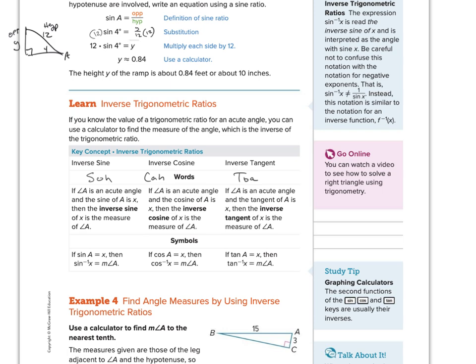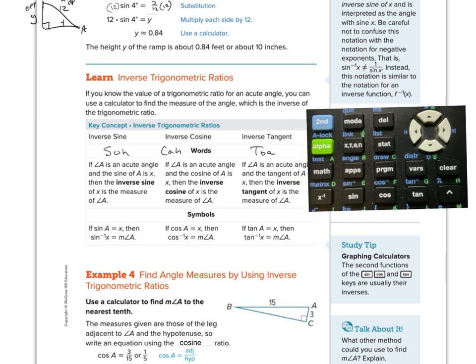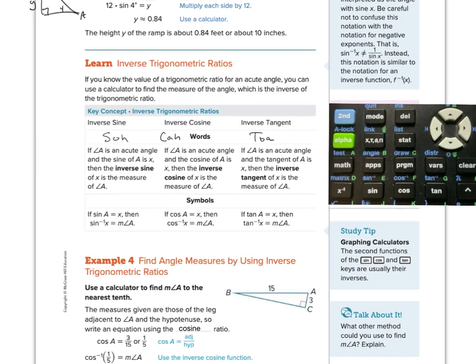But now we are using those side ratios to calculate the angle measurement. So here, if sine A is equal to x, then we know the inverse sine of x is equal to the measurement of A. So what we're looking at is we can use these ratios to come up with the angle measurement. The inverse sine, inverse cosine, inverse tangent are going to be right above the sine, cosine, and tangent on the calculator. So that's where my buttons are at for my calculator.